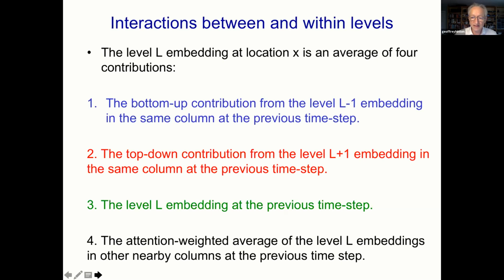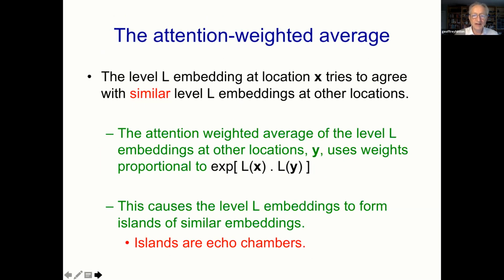They're simply attention-weighted averaging. What the level L embedding tries to do in a column is agree with the level L embeddings in nearby columns, provided they're already similar. That's what the attention weighting is about. The level L embedding at location X takes a scalar product with the level L embedding at location Y, exponentiates that, and then normalizes over all the other locations Y that it's looking at. That tells it what weight to give to the embedding at location Y when updating the embedding at location X at level L.